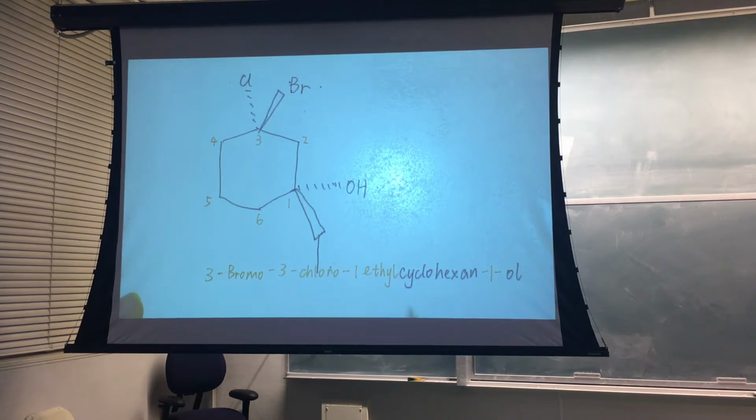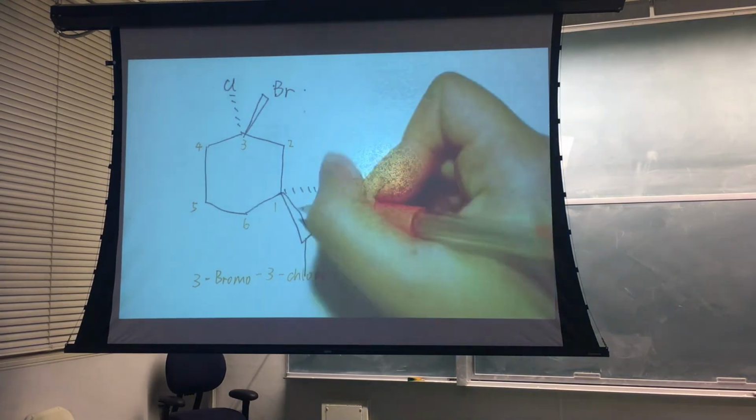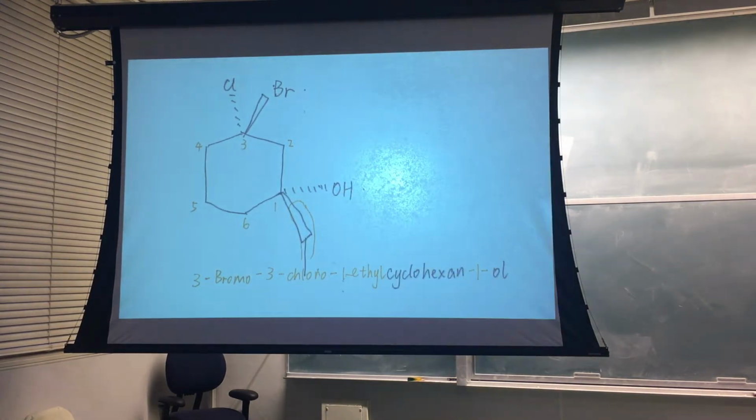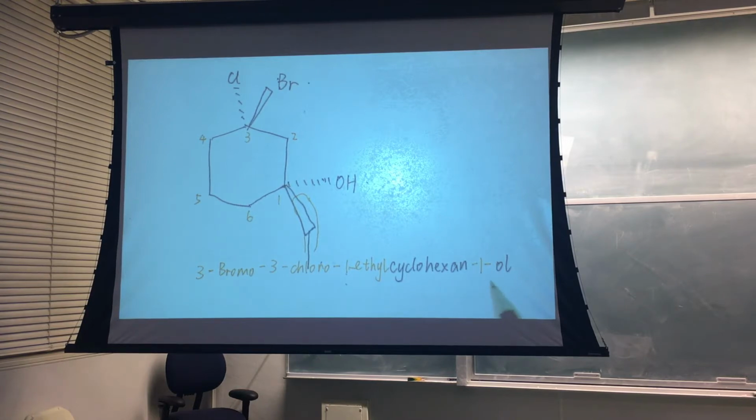So this is 1 ethyl. Oh, there should be a dash. 1 dash ethyl. So 1 dash ethyl is this part. Because your alcohol group is also on carbon number 1, so there are 2 ways you do that, but I prefer to do this way, so I can know exactly where my OL is.